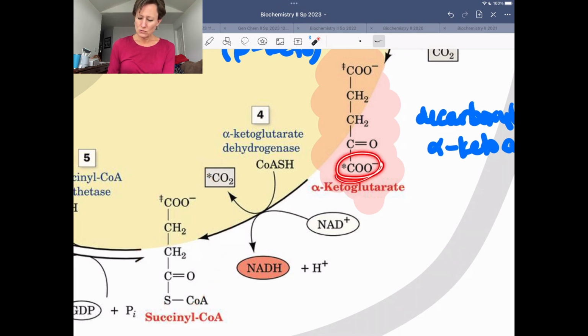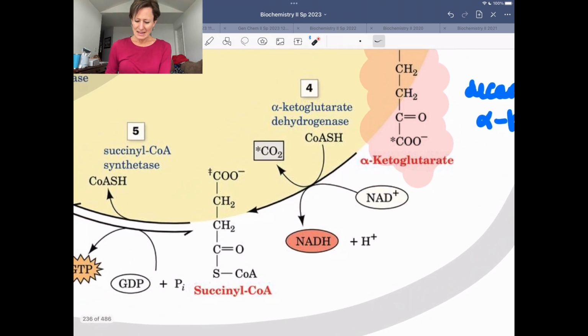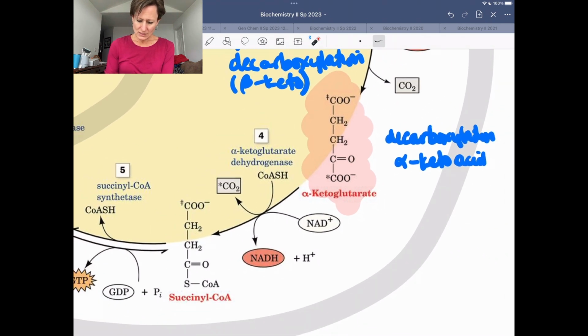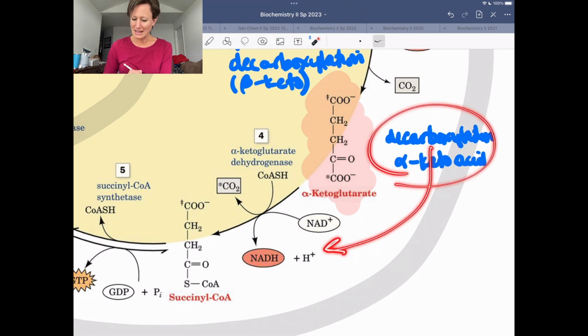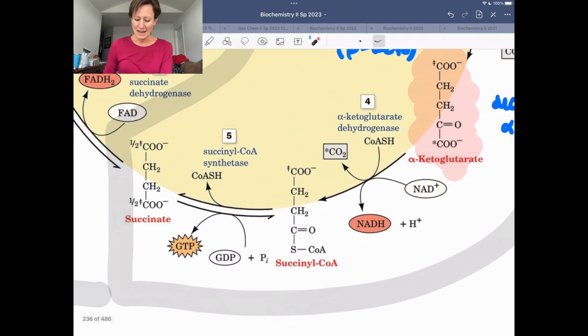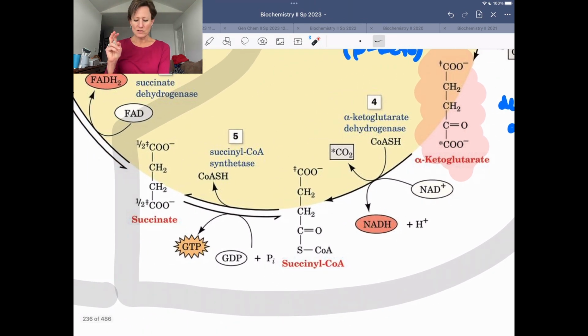And so this is the CO2 group that's coming off there. You can see these are labeled here, so we can follow the carbon label, if you will. And because this is a process that requires oxidation, we have the reduction of NAD plus to NADH. The end of this chemistry is succinyl-CoA. So again, let me move this just so that we can see. I was going to move this guy over here to say that that's the chemistry that's happening there, alpha-keto acid decarboxylation.